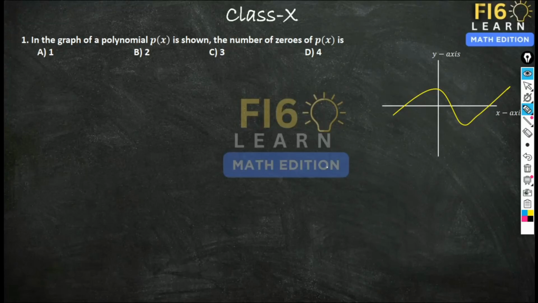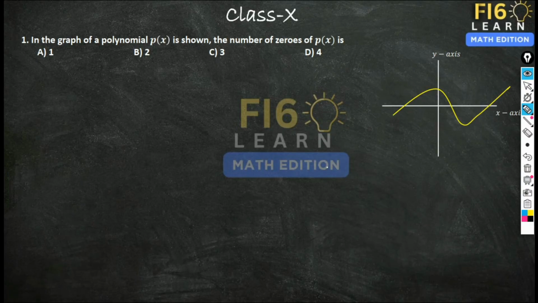Hi, in this video we will see the multiple choice questions from chapter 2 polynomials from class 10 mathematics. So let's go to the first question. The graph of polynomial p of x is shown. The number of zeros of p of x? So in this question we have to find the zeros of the given polynomial.